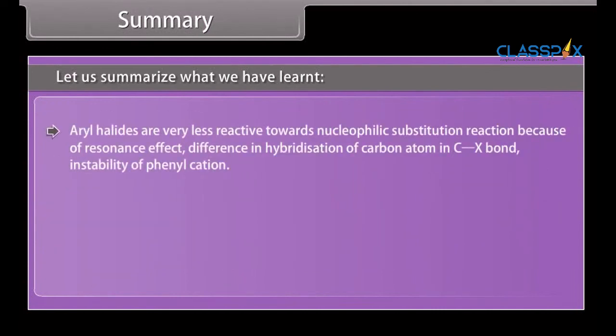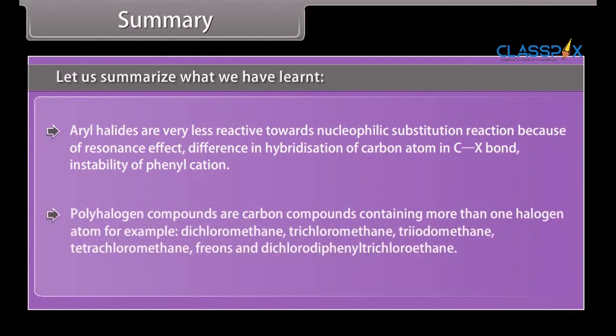Aryl halides are much less reactive towards nucleophilic substitution reaction because of resonance effect, difference in hybridization of carbon atom in the C-X bond, and instability of the phenyl cation. Polyhalogen compounds are carbon compounds containing more than one halogen atom. For example, dichloromethane, trichloromethane, triiodomethane, tetrachloromethane, freons, and dichlorodiphenyltrichloroethane.